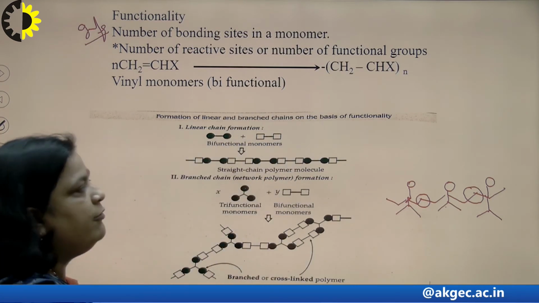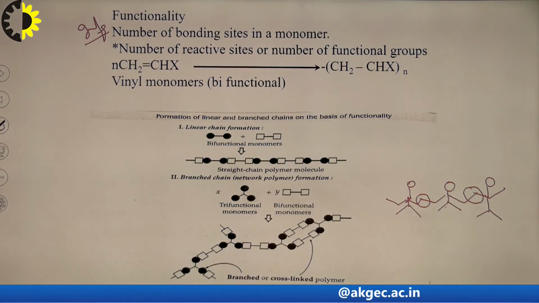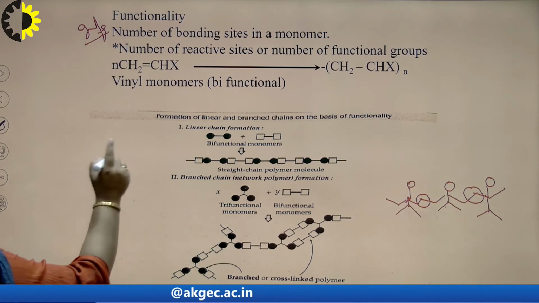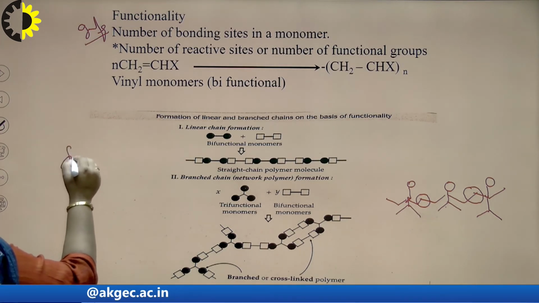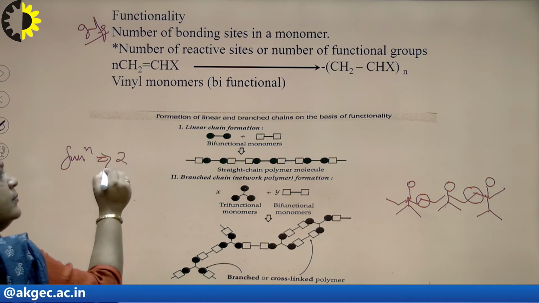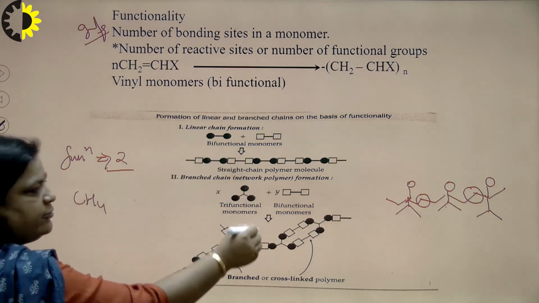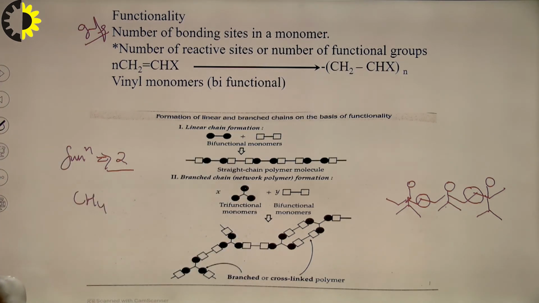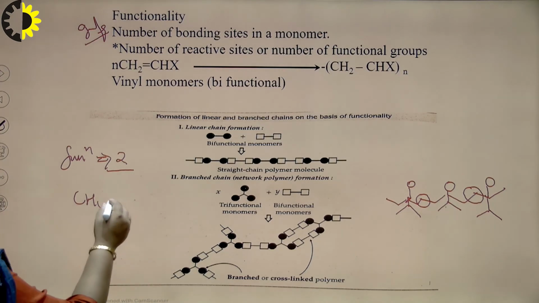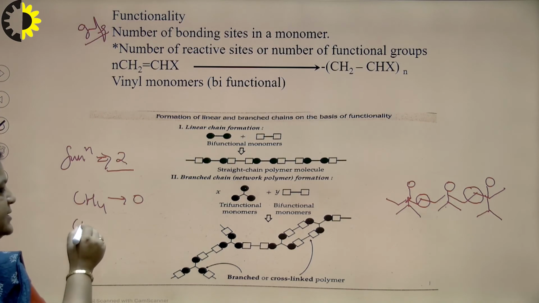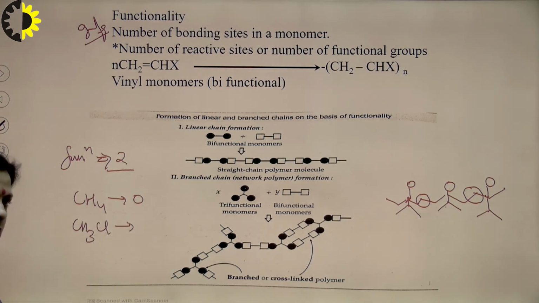Similarly, for a molecule to act as a monomer or to make a chain, the molecule must be at least bifunctional, that is, its functionality should be minimum 2. For example, CH4, I took this image from Shashi Chawla. CH4 is a saturated compound. Saturated compound means it does not want to combine with anybody, so its functionality is 0. CH3Cl has only one group, and one group means its functionality is 1.